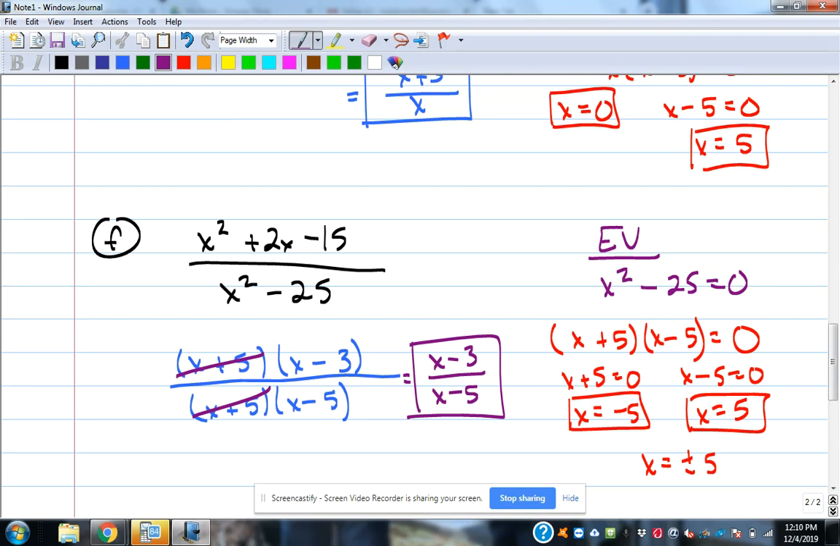The last couple have been good examples of why you do excluded values before you simplify. If you waited until you're done simplifying, you only have one thing left in the denominator, so you would lose one of your excluded values. So you've got to do the excluded values before you simplify. Make sure to get all of the numbers that would give the original problem a 0 in the denominator. Okay.